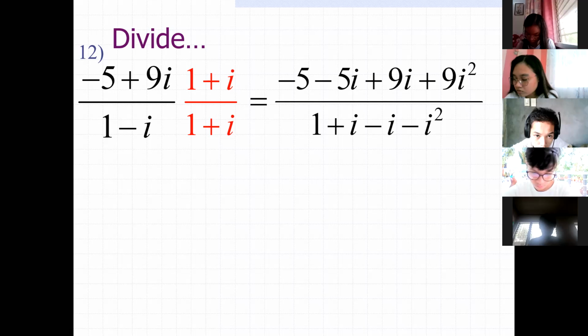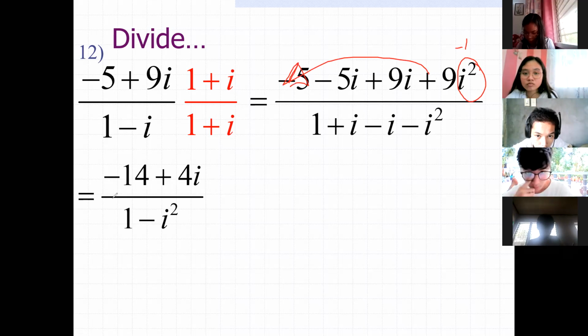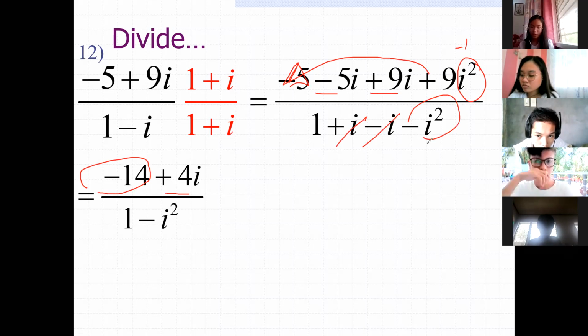Simplify the numerator and the denominator by combining like terms. Let's combine negative 5 and 9i squared. 9i squared becomes negative 9 because i squared is negative 1, so negative 1 times 9 is negative 9. Combine it with negative 5 so that we have negative 14. Combine negative 5i and 9i, we have positive 4i. The i terms cancel in the denominator, and this becomes negative i squared, right?